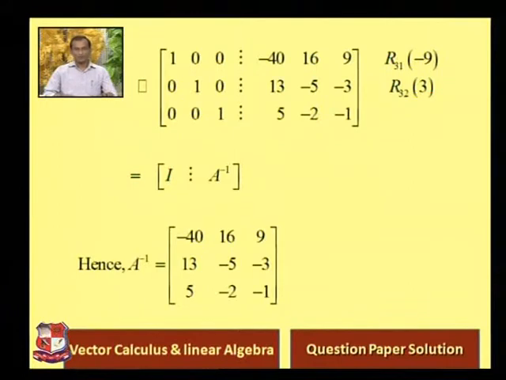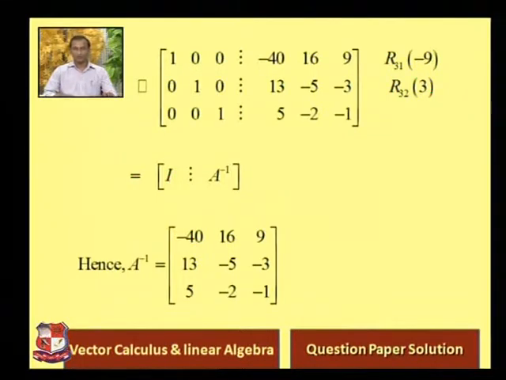Now the next step is to convert in the third column the other elements except the leading one to 0. So here the operation is R1 → R1 − 9R3. That means third row multiply by minus 9 and add in the first. So we get 1, 0, 0, and similarly the parallel matrix first row is minus 40, 16 and 9.